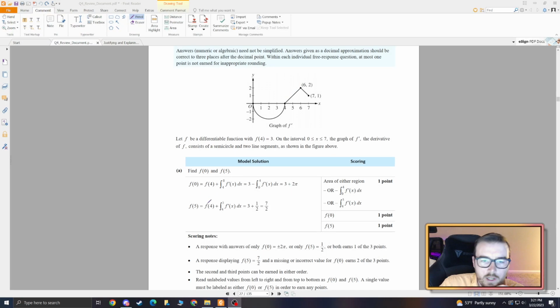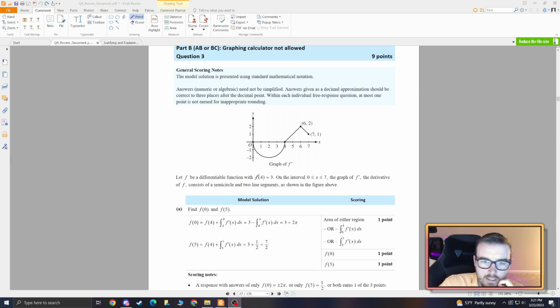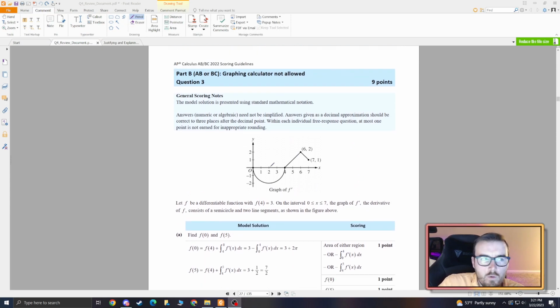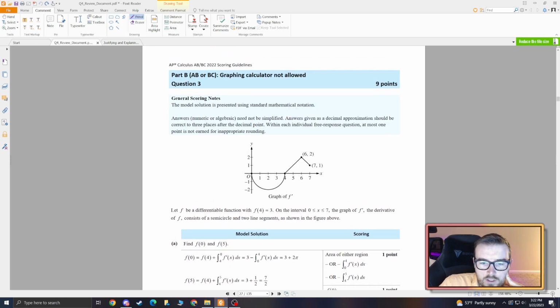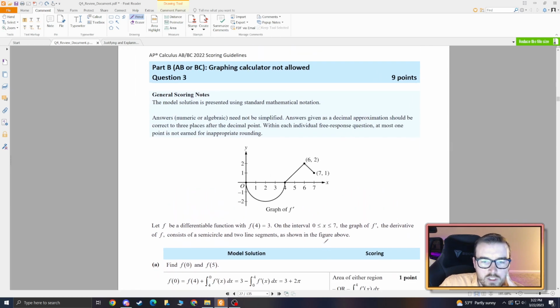I'm back at it here with the non-calculator question that we did in class. So it was the one with the graph. It's question 3 from the year 2022. I'm just looking at the scoring guidelines and we're just going to discuss why the solution is what it is. So, they initially ask us to find f of 0 and f of 5.